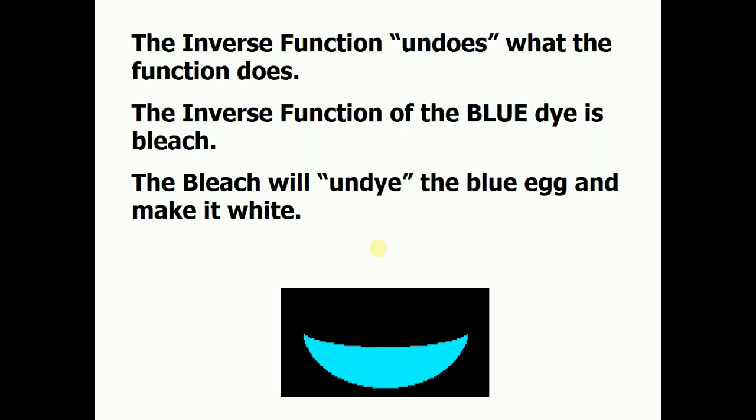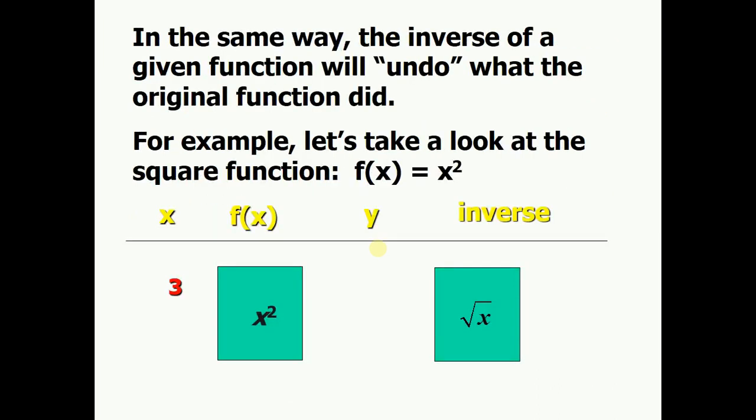Now let's think about an inverse is what undoes that function. So the inverse of my blue dye function would be bleaching it, right? So if I undye the blue egg by putting it into bleach, I will get back a white egg. Same thing with inverse functions. So what we're going to be finding is an inverse function that will undo what the original function did.